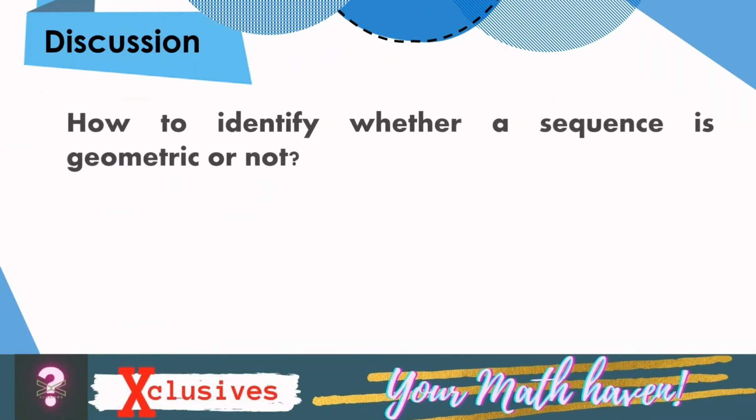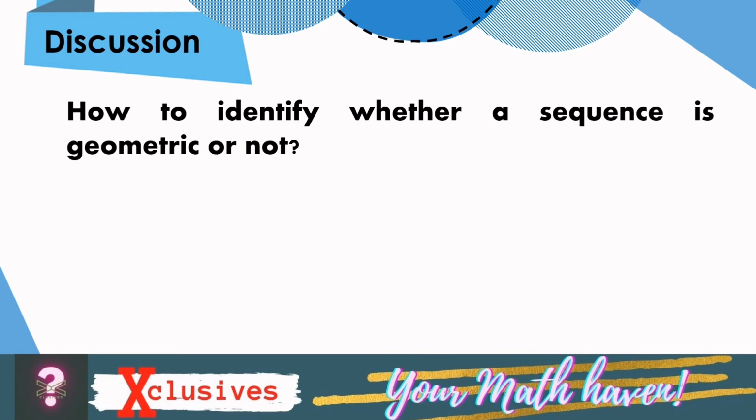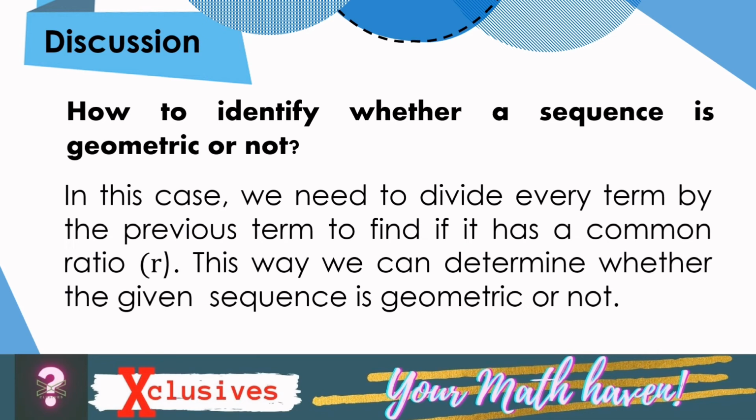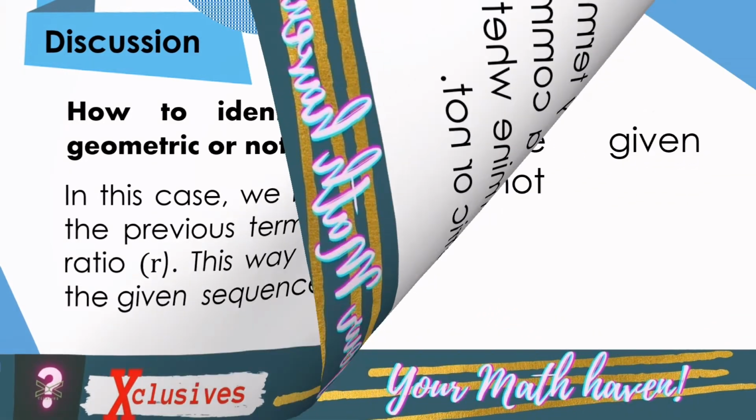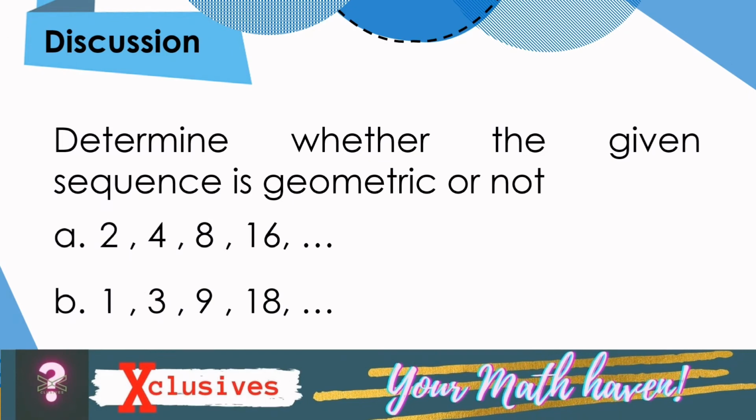The question now is how to identify whether a sequence is geometric or not. In this case, we need to divide every term by the previous term to find if it has a common ratio. This way, we can determine whether the given sequence is geometric or not. Now, let's have example 2. In this example, you're going to determine whether the given sequence is geometric or not.